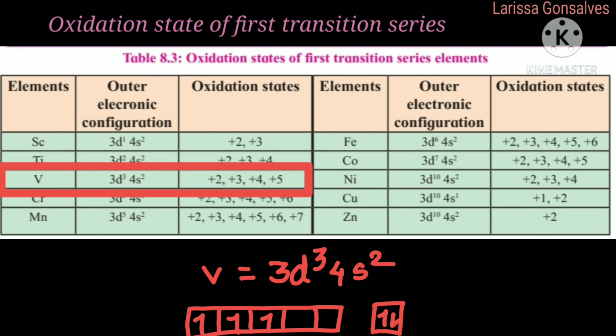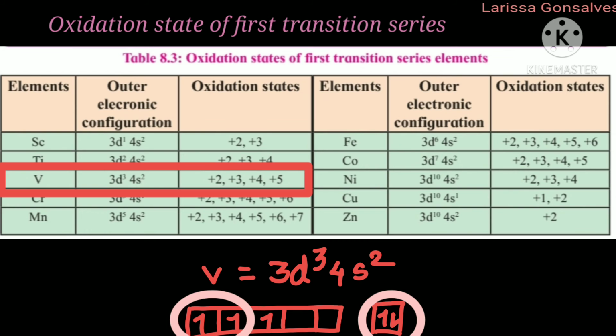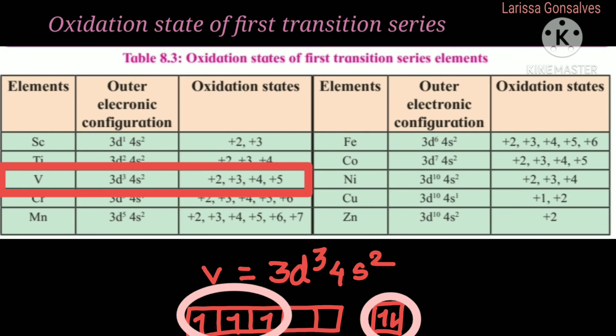The outer electronic configuration is 3d³4s². So if it is giving away 2 electrons from s, we will get the oxidation state of +2. If it is giving away 2 electrons from s and 1 electron from d, we will get the oxidation state +3. If 2 electrons from s and 2 electrons from d, it will form the oxidation state of +4. And if it is giving away 2 electrons from s and 3 electrons from d, we will get the oxidation state of +5.